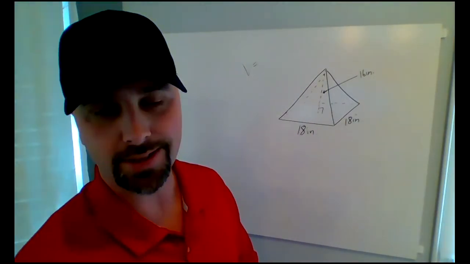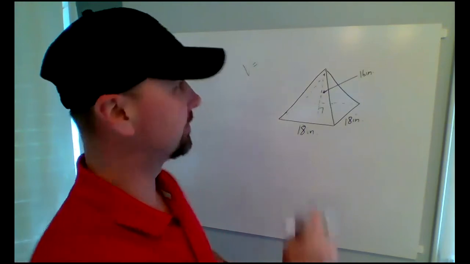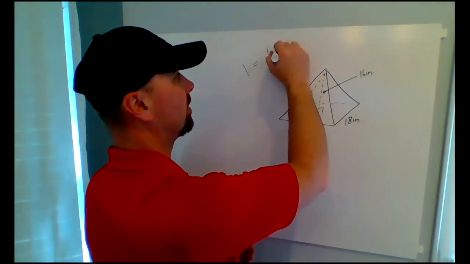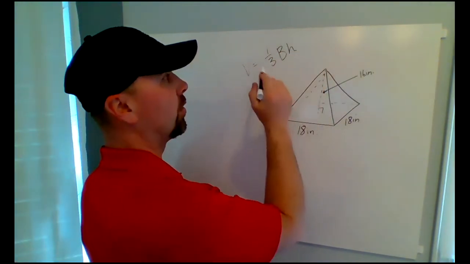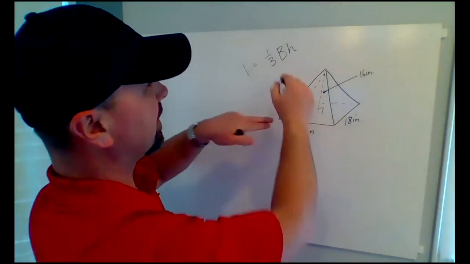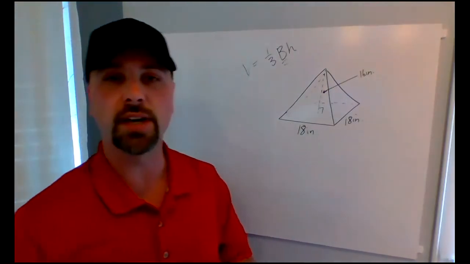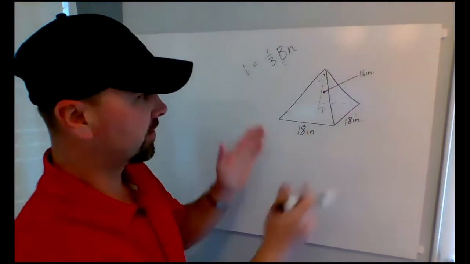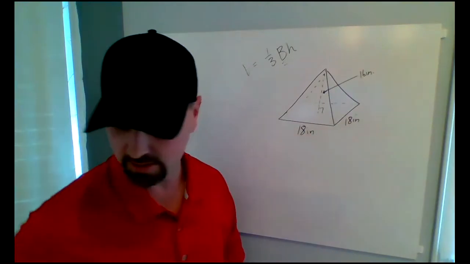So the volume of a pyramid is the area of the base. It's 1/3 big B H, 1/3 of the area of the base times the height. So what we're really going to first do is find the area of the base. This is a square, 18 by 18.